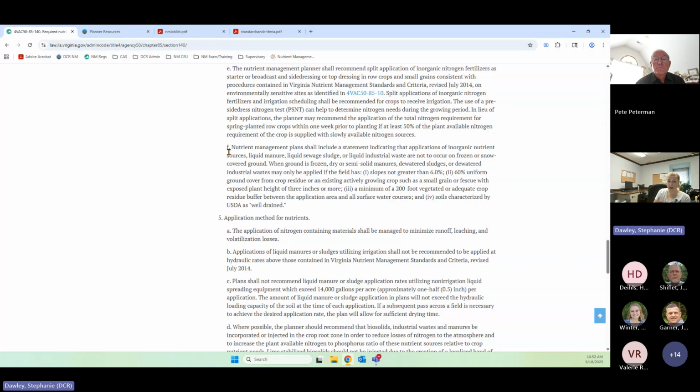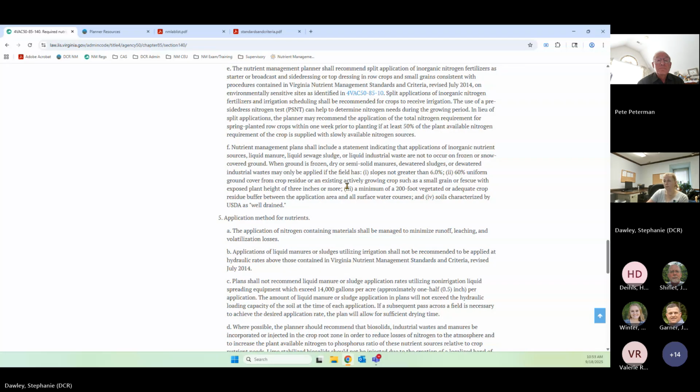Somewhere in the plan, we generally have it in the narrative, a statement that the applications of inorganic nitrogen, nutrient sources, liquid manures, liquid sewage sludge, and liquid industrial waste do not occur on frozen or snow-covered ground. So if you put out manure and it happens to get colder the next week and the ground freezes, that's fine. You didn't put it actively on the frozen ground. But if we have a snowfall, a winter like we did last year, where it's heavier and you have consistently frozen ground, we're not applying that to those frozen grounds.